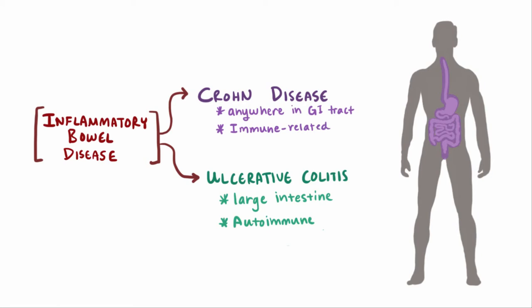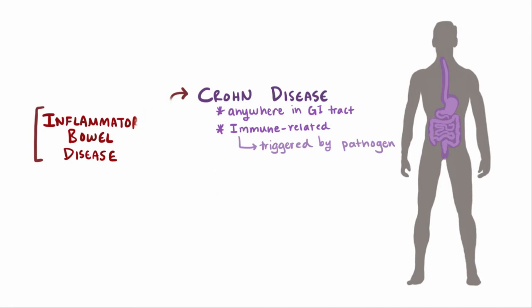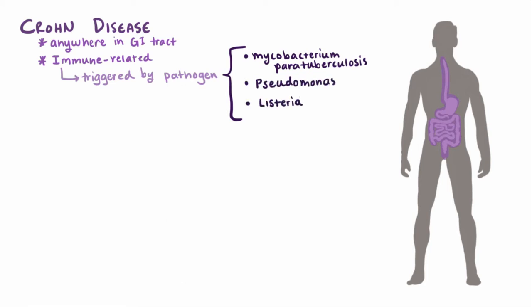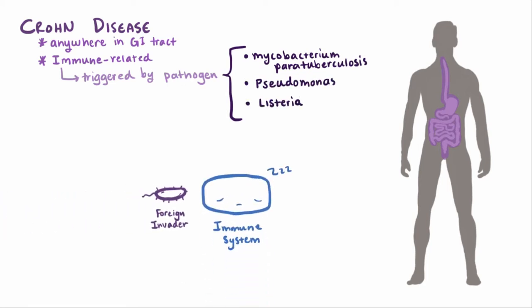What does that mean exactly? Well, with autoimmune diseases, we think that your own cells and proteins trigger the immune system to start attacking itself. In Crohn's disease, the immune system is thought to be triggered by some foreign pathogen in the gastrointestinal tract. Several pathogens have been implicated, like Mycobacterium paratuberculosis, as well as Pseudomonas and Listeria species. So the immune system's reacting to foreign pathogens.